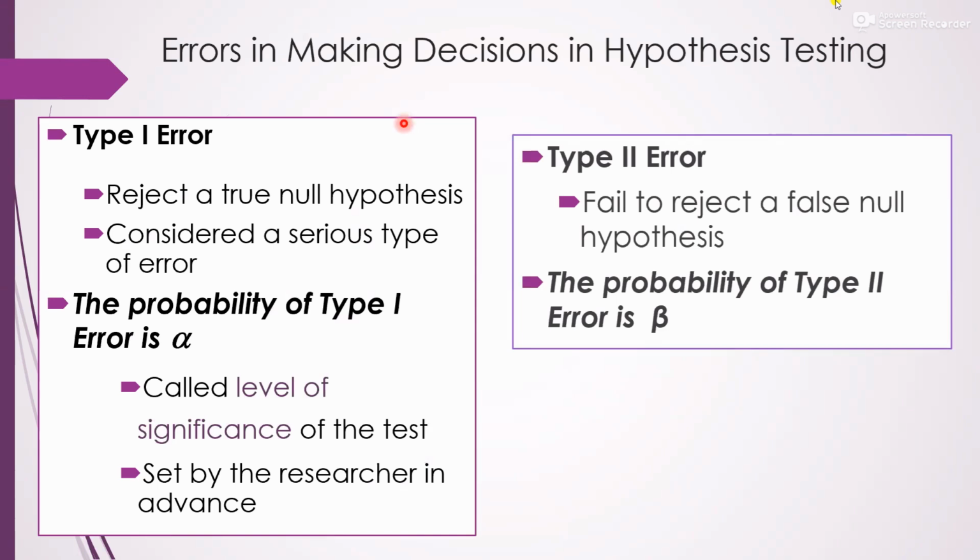Then, what are the errors we are making in hypothesis testing? Because we are depending on our sample results to make the decisions, if our sample selection went wrong, then there is a possibility of making errors. Right? So there are two types of errors we can make. One is called a type 1 error and the other is called a type 2 error. Right? So what is a type 1 error?